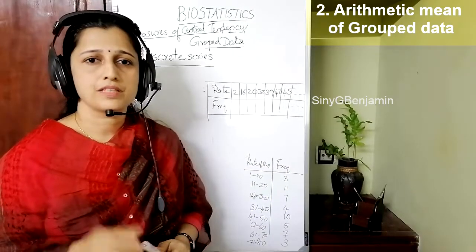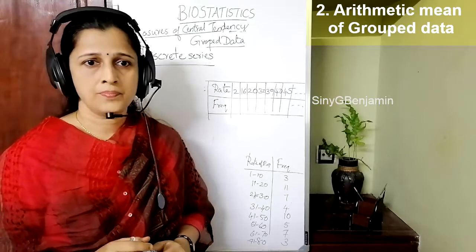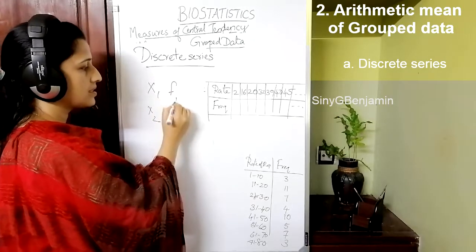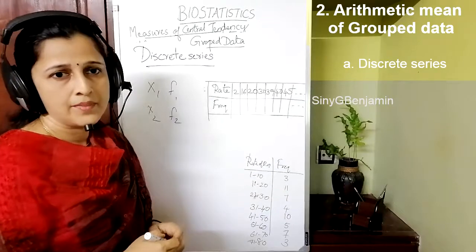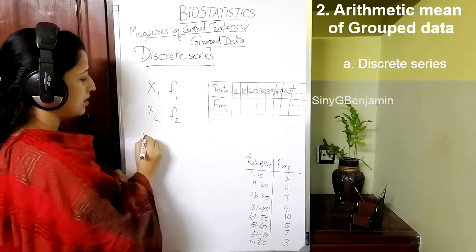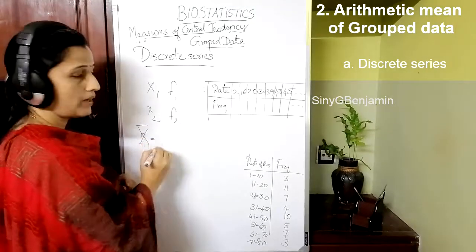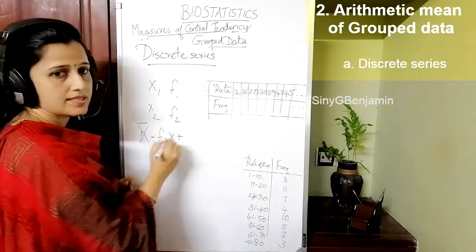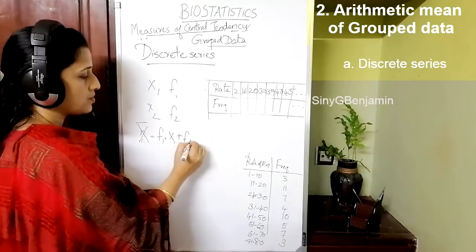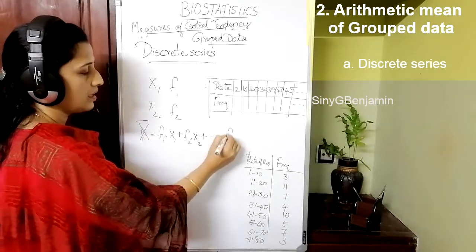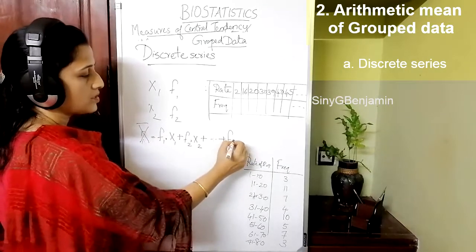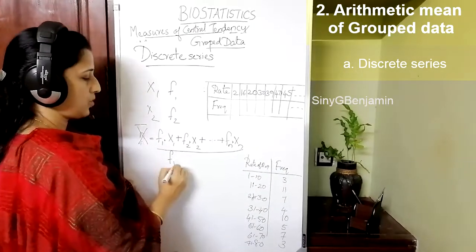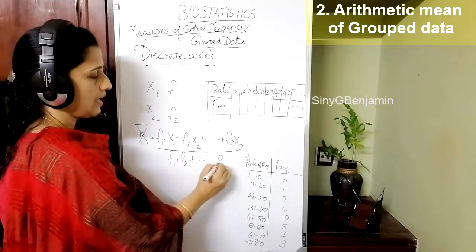Let's see, if the values of the variables are x1, x2, x3 till xn, and the corresponding frequencies are f1, f2 till fn, then the arithmetic mean x bar is equal to the frequency of the first variable with its corresponding variable, plus f2 into the corresponding variable, plus till fn into the corresponding variable, the whole divided by the sum of frequencies, f1 plus f2 till fn.